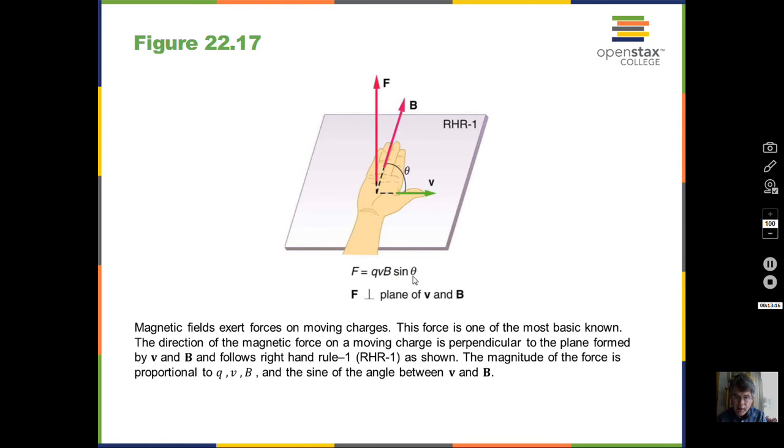So qvB sine theta. The way to properly use the right-hand rule is to put your fingers in the direction of the velocity and then have your wrist oriented such that you can easily bend your fingers into the direction of the magnetic field, and then your thumb will show the direction of the force. So that's the way that we're going to do the right-hand rule. Our fingers can be in the direction of the velocity. We'll rotate our wrist so we can easily bend our fingers into the direction of the magnetic field, and then our thumb will show the direction of force. So we'll go over that in class with you.